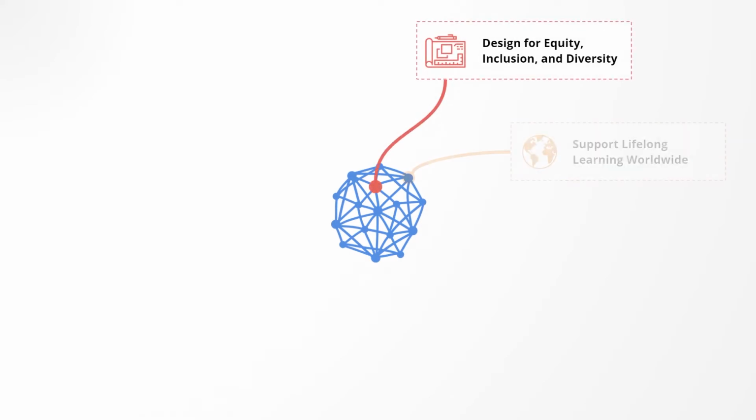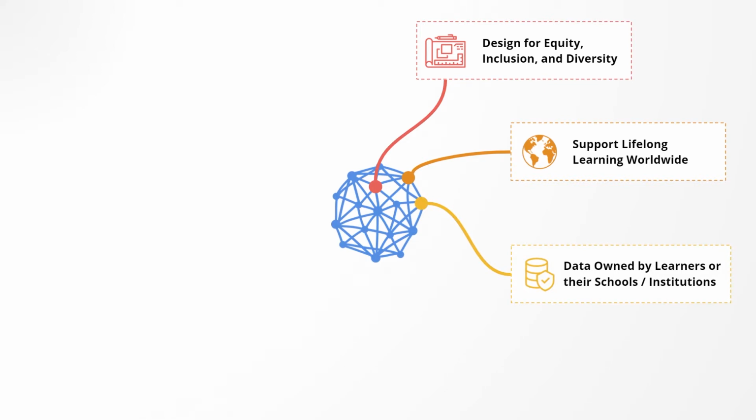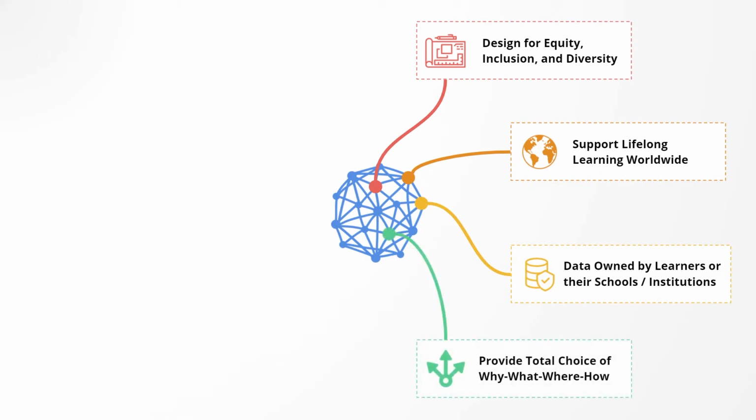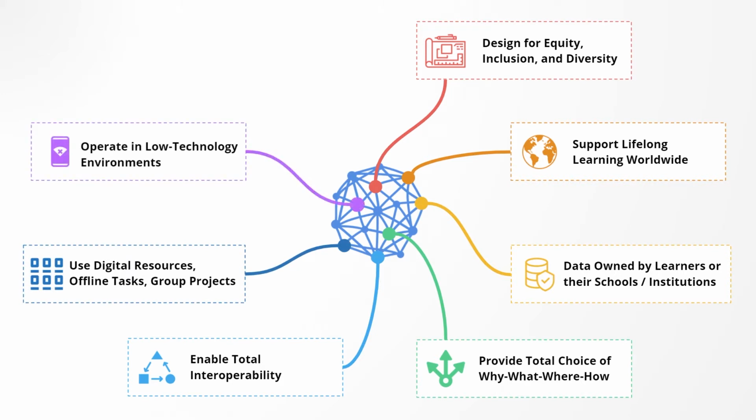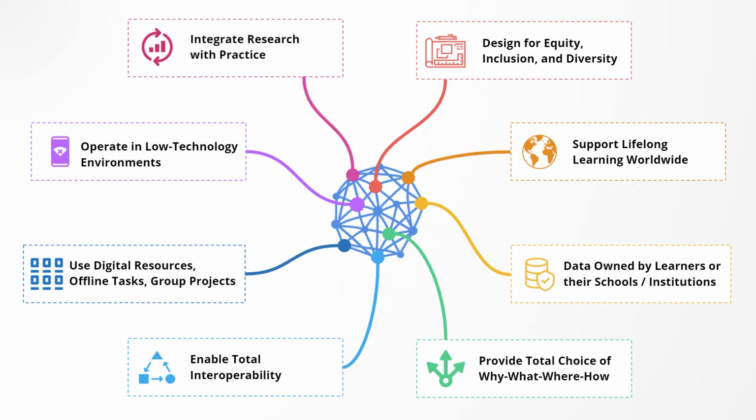Establishing equity and excellence in learning demands systemic change that is complex, because many requirements must be met. It needs to be designed for equity, enable lifelong learning at scale, uphold privacy and keep data secure, provide total choice as to why, what, where, and how to learn. There should be interoperability between the various tools and content. It should include all types of learning activities, work in low-technology environments with intermittent connectivity, and integrate research with practice so learning outcomes are accelerated.